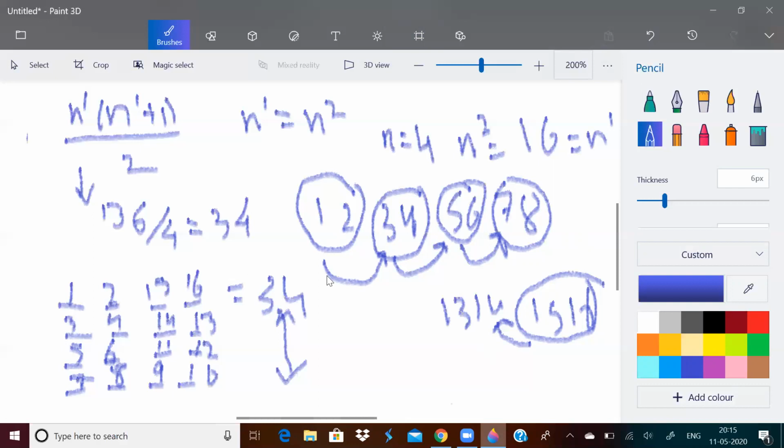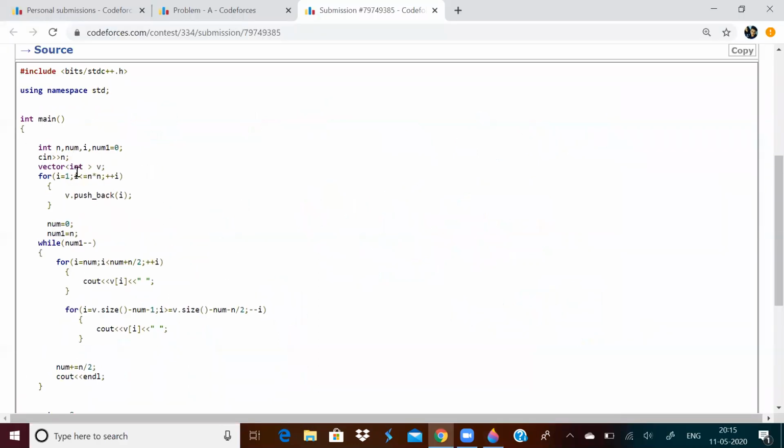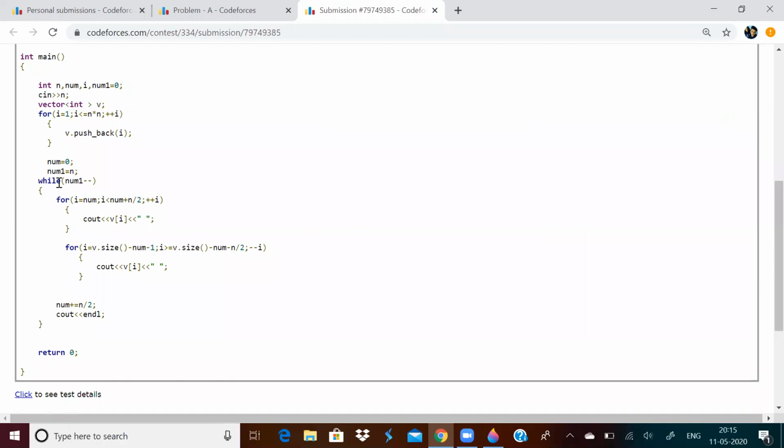This is my code for that. I took the input n. From 1 to n square, I put all the numbers in a vector. Basically, I'm using a while loop to print n lines. So my num1 is n. I am using n by 2 here, that's why I put num1 as n. So n is copied to num1, and I am decreasing this.